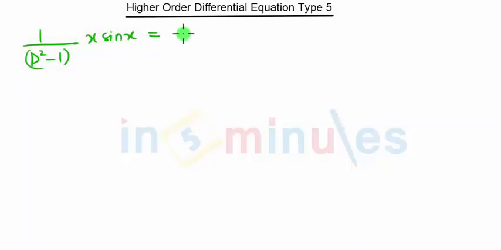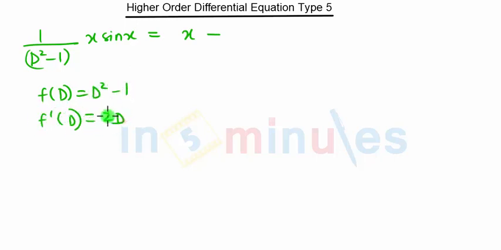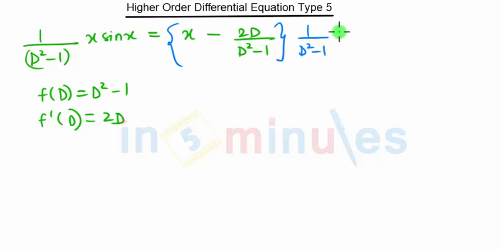So the solution is given by x minus f dash of d. So f of d is d square minus 1, then f dash of d will be 2d. So 2d upon d square minus 1 multiplied by 1 upon f of d, which is d square minus 1, into v. V in this case is sin x.